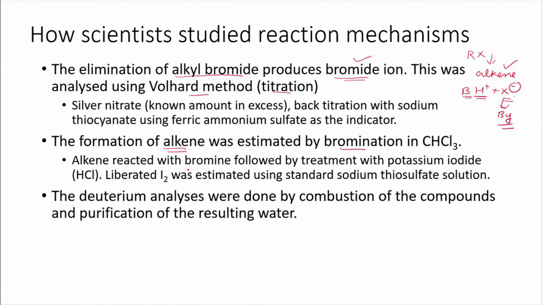So, the obtained alkene is actually treated with the bromine, followed by treatment with potassium iodide. So, this liberates iodine in the presence of HCl. So, the liberated iodine was estimated using standard sodium thiosulphate titration. So, this way also we can exactly find out how much alkene is formed in the reaction.